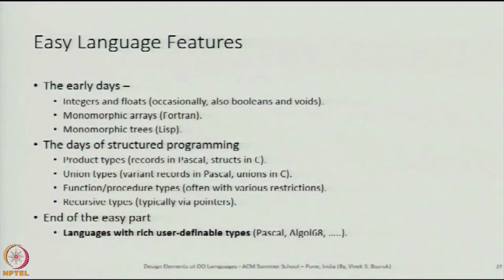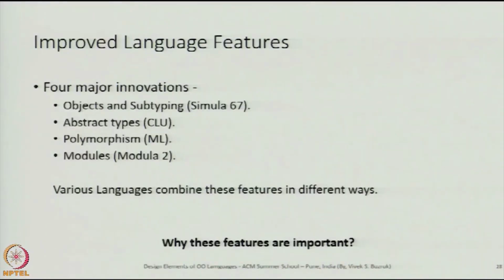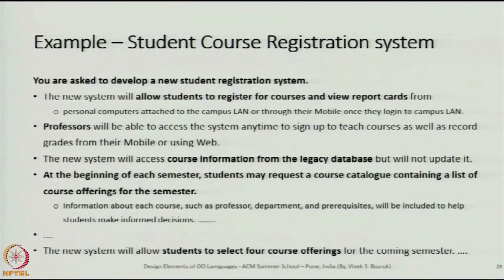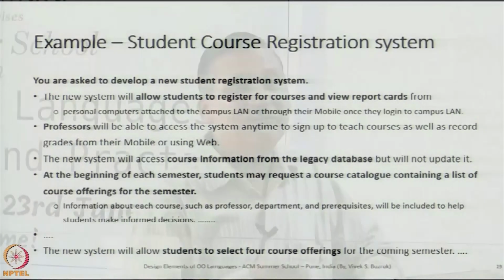Now let us look at this particular example. I will skip this part at this stage, but I will come back maybe later. I am also going to use this first as an example, but later I will use a different example. This is a familiar example that you might have gone through, the student registration system. Let us talk about the simple thing and then we will talk about the more complex things. Here you are supposed to develop a new student registration system, and the new system will allow students to register for courses and view report cards.